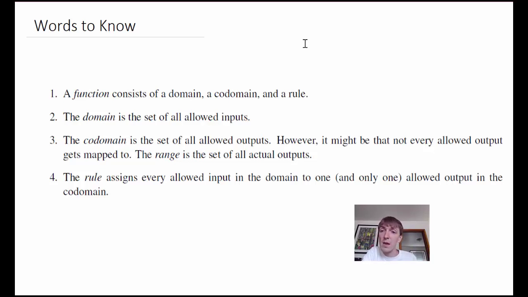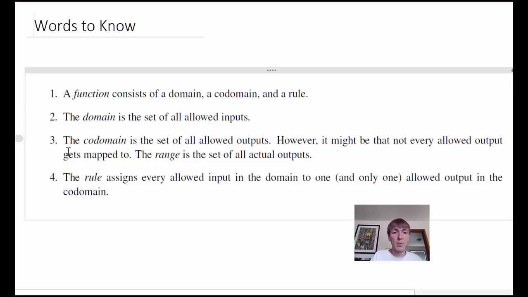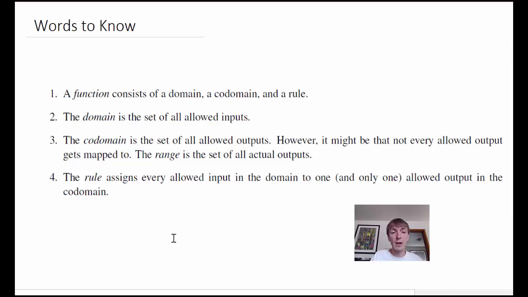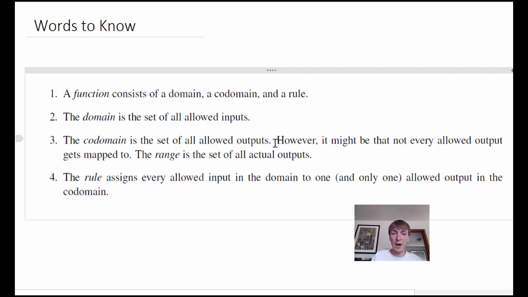Okay, so what is the domain? The domain is the set of all allowed inputs. What is the codomain? The codomain is the set of all allowed outputs. Okay, now we get to that word that you were expecting to hear, range. So what's the difference between the range and the codomain? So the codomain is the set of all allowed outputs. However, it might be the case with any particular function that not everything in the codomain is getting mapped to. So the range is the set of everything that is actually getting mapped to by the function.